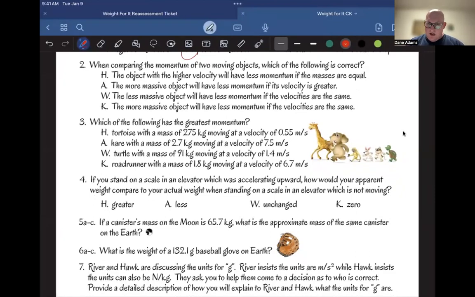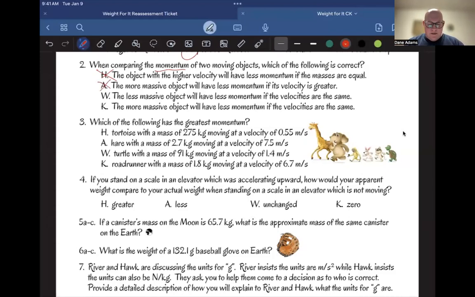I can see more, less, more in different places. And so I need to just read carefully and pick out the one that agrees with everything I know to be true about momentum, which is mass in motion. So H says the object with higher velocity will have less momentum. Well, right away, that doesn't sound right at all, so I'm going to X that one out. A says the more massive object will have less momentum. Again, that's contrary to everything I know. I know that more massive things have more momentum so long as they're moving. So A doesn't make sense either.